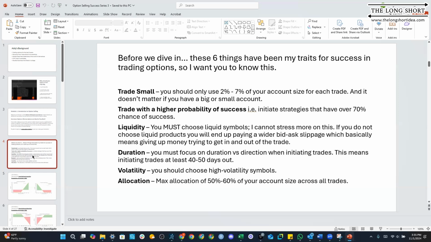Anyway, the fourth most important thing that we look at is the duration of the trade. We don't trade small durations. Our duration is usually 40 to 50 days out. Why? Because we collect a good amount of premium when we go out in time.